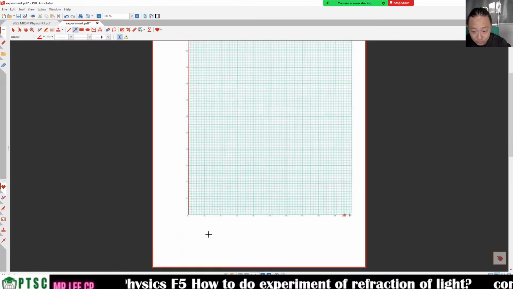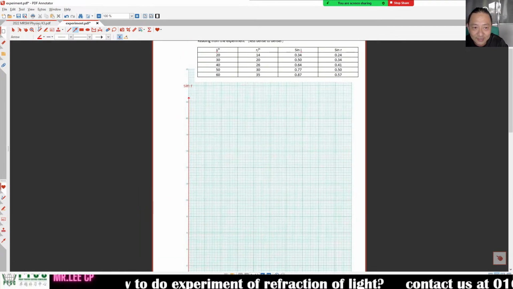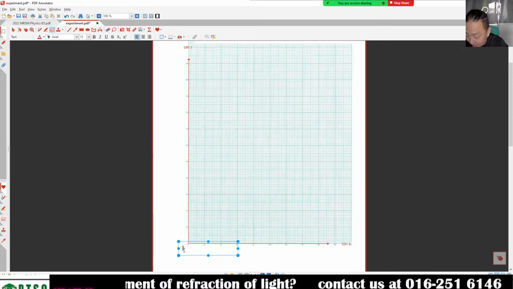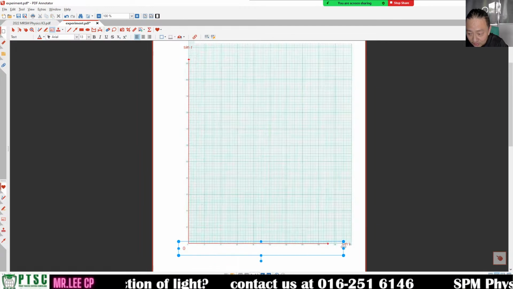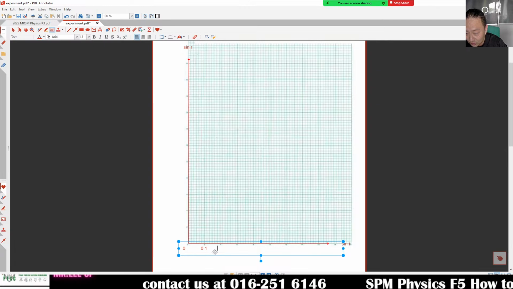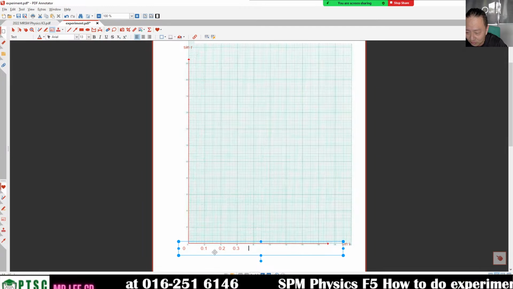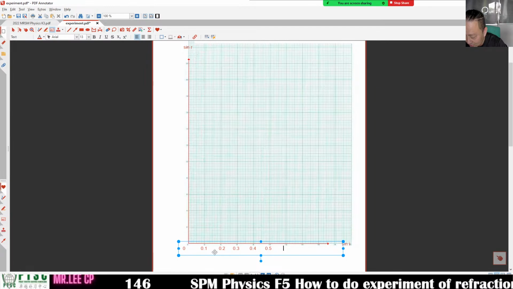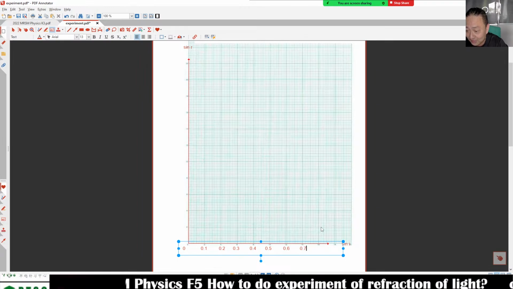Okay, then I do this. To be honest, I'm lazy to do that one, but I cannot be lazy. And then please, this 0 also put in. Don't tell me, Cikgu, we all know it is 0. No, I don't want that. 0, 0.1, 0.2, 0.3, 0.4, 0.5, 0.6, 0.7. This one actually I have explained to you already.